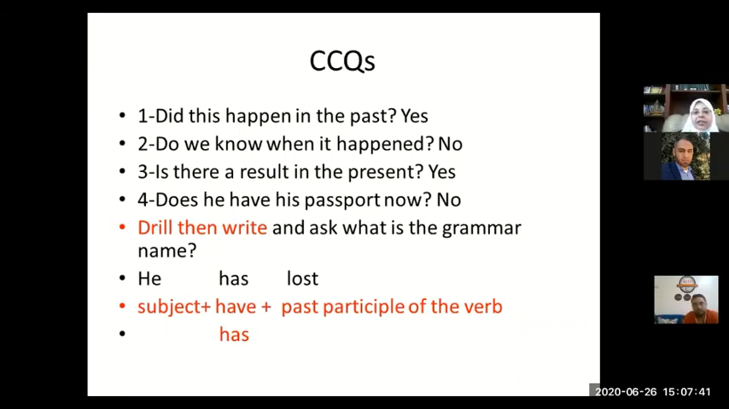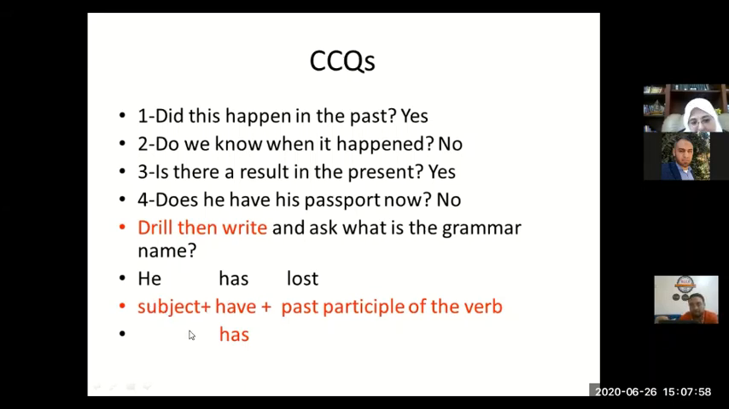And then the third stage, I will write this sentence on the board. Sorry, I will drill first. So, he has lost his passport, to make sure they got the intonation and the stress. And then I write this sentence on the board and start eliciting the grammar item of each of them.